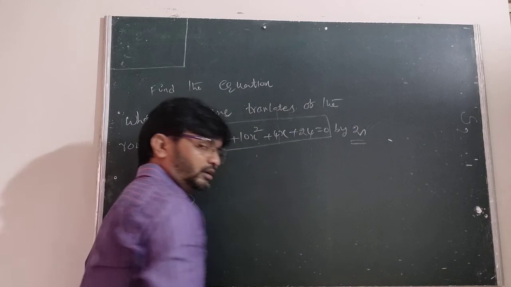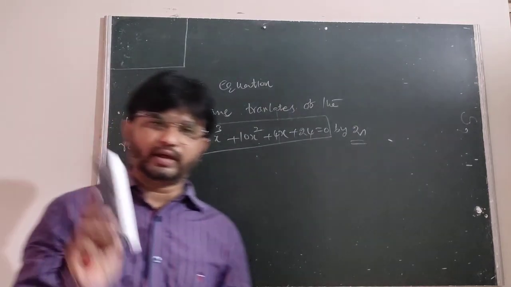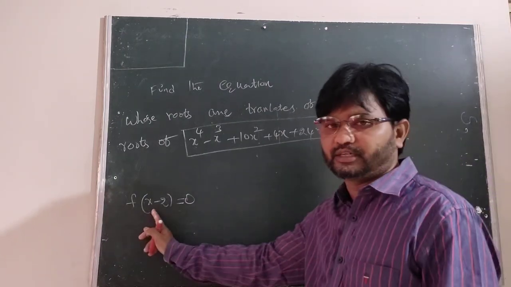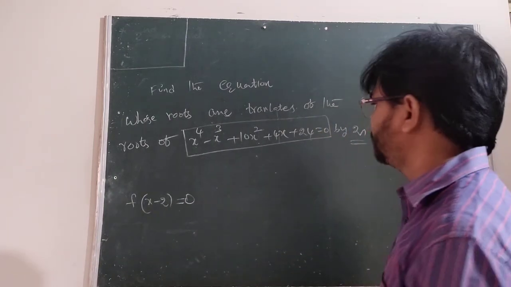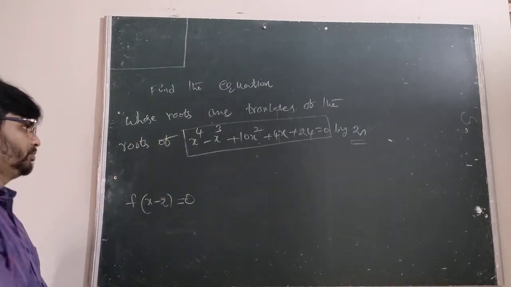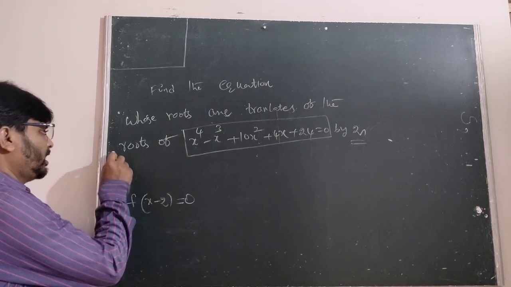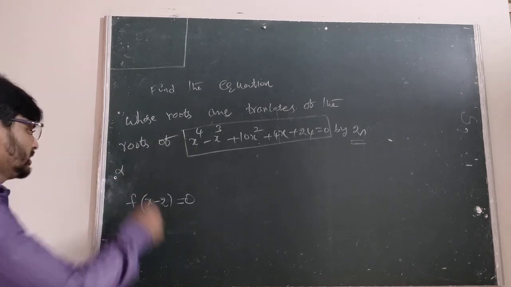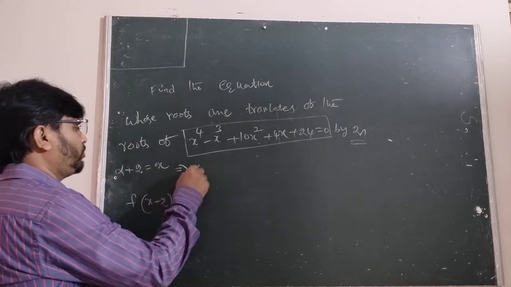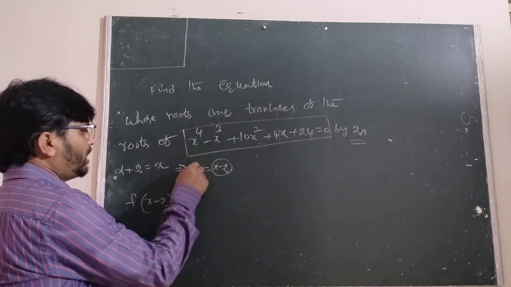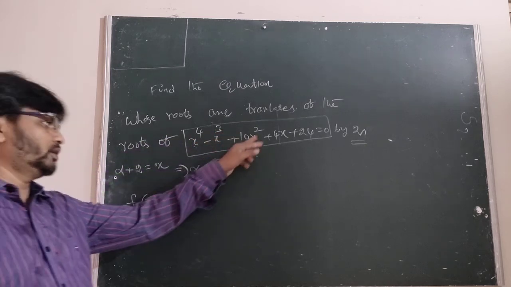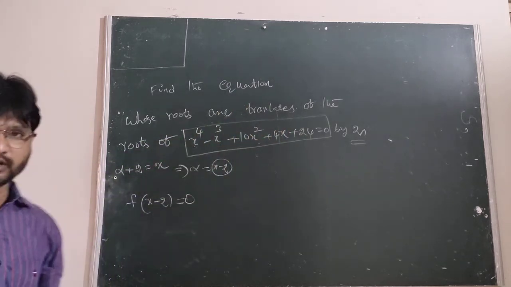But in this question, we don't find the roots. We only find the transformed equation. How to find the transformed equation? It is f of x minus 2 equal to 0. How to get this, sir? Suppose alpha, beta, gamma, delta are the roots of the equation. Translated means alpha plus 2 equal to x. That implies alpha equal to x minus 2. Alpha is a root of the equation, that is alpha power 4 minus alpha cube plus 10 alpha square plus 4 alpha plus 24 equal to 0.